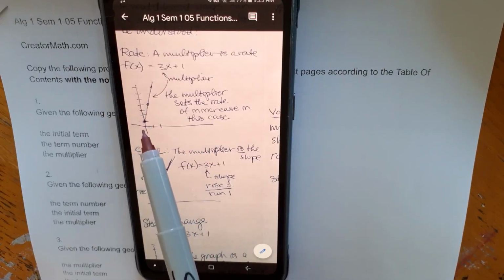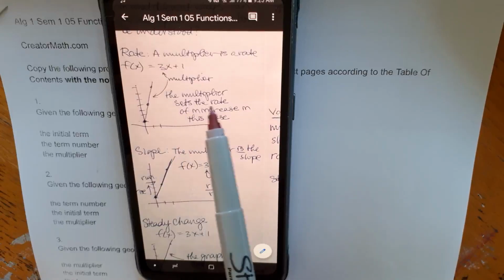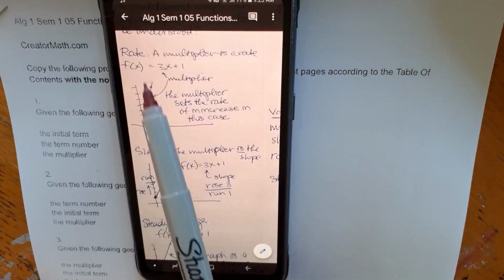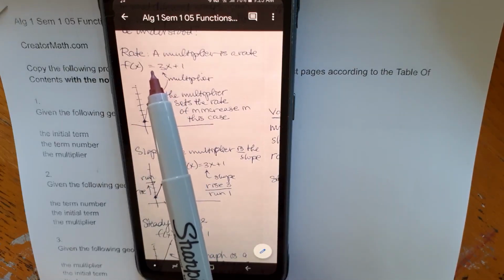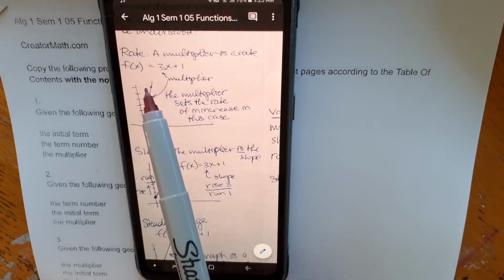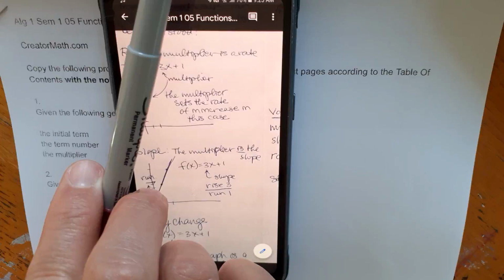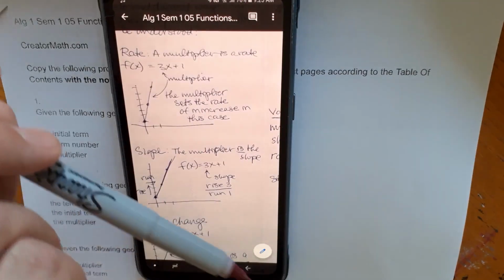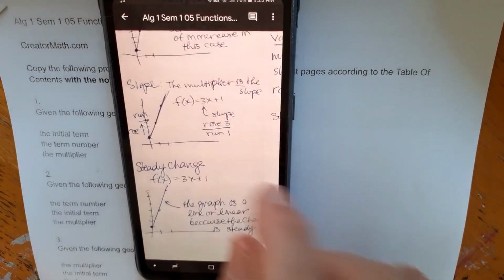This is the x-axis, the y, and that allows us to define, in this case, a rate. So the multiplier sets the rate of an increase in this case. So the multiplier is positive because it's a positive 3, so the rate increase is positive. And we know that by now, hopefully, any graph that goes up to the right like this is a positive rate. Any graph that went down to the right like this would be a negative rate. All right, so we talk about slope.